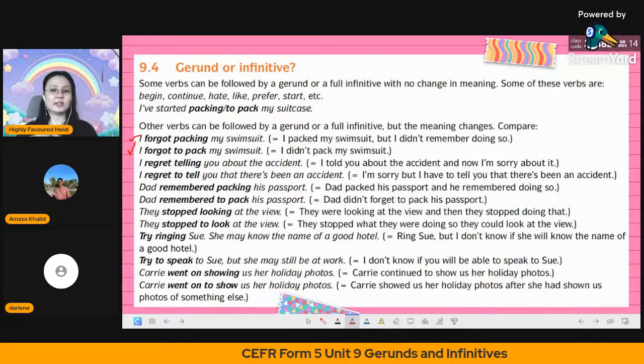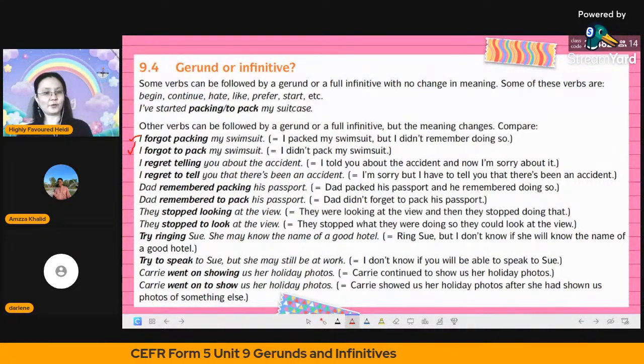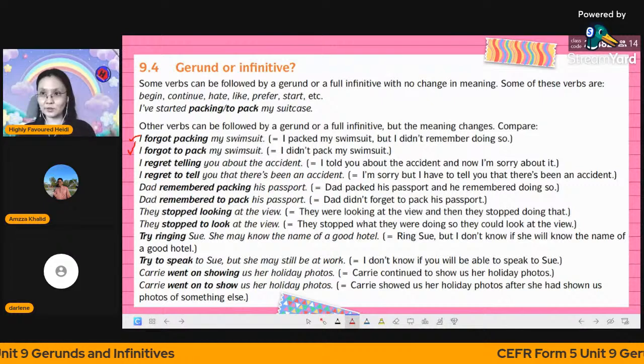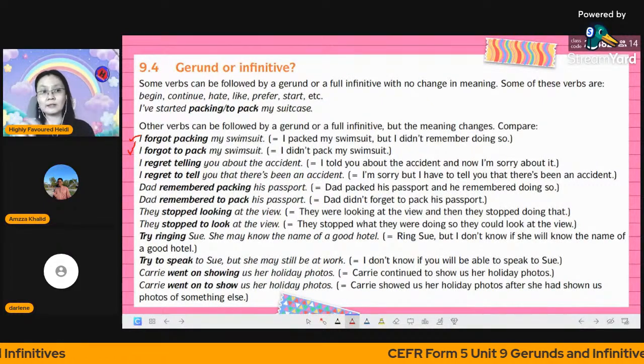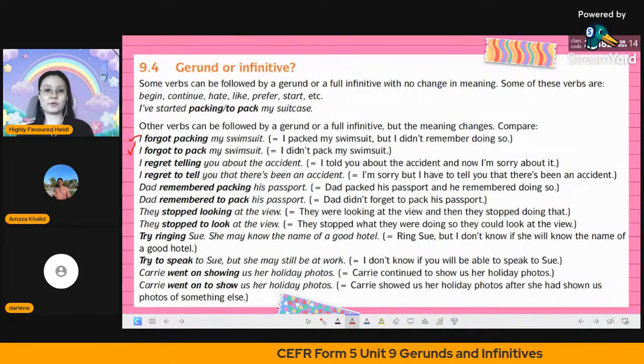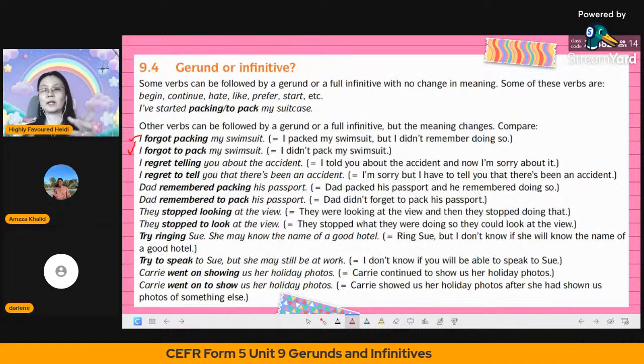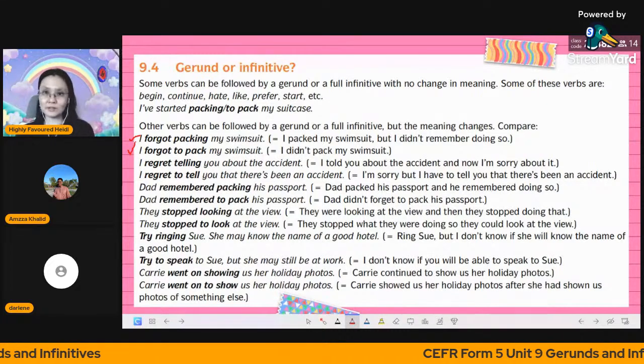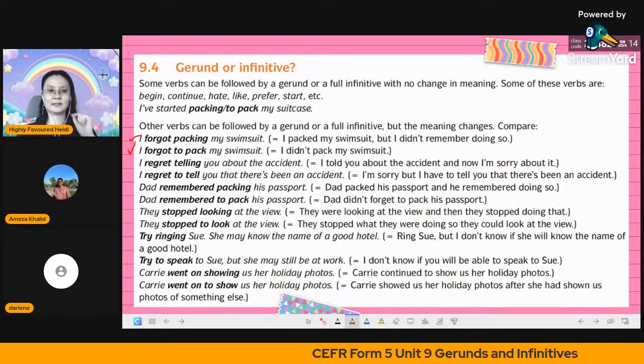That means suddenly you open the bag. I forgot packing my swimsuit. It's like you have no idea you actually packed the swimsuit. This is the meaning. The other one, I forgot to pack my swimsuit, means he didn't pack. This one, I think you are familiar with it. And the other one is, I forgot packing my swimsuit. It's like you packed it, but you didn't realize that you packed it. This is the one. All right.